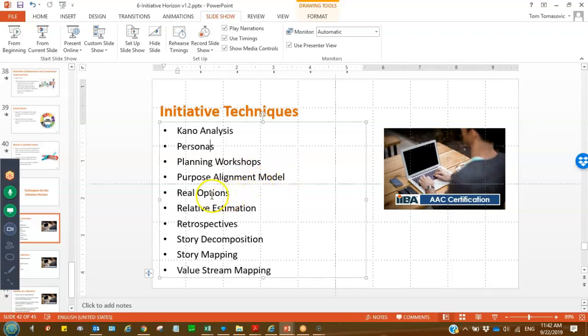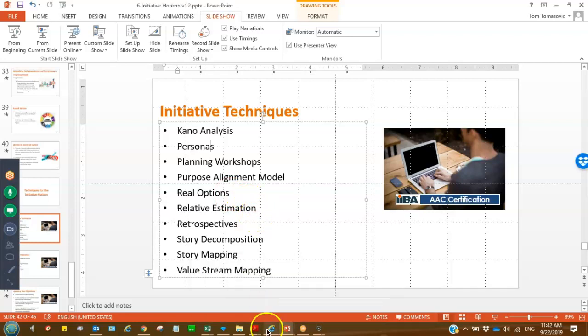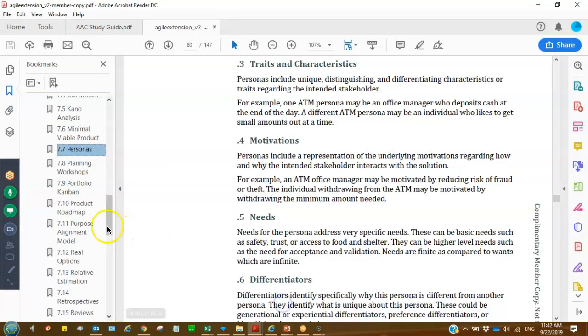So, planning workshops we've already talked about. Purpose alignment we've already talked about. Real options we've talked about. Relative estimation. Oops, we went to the wrong place. So, relative estimation.